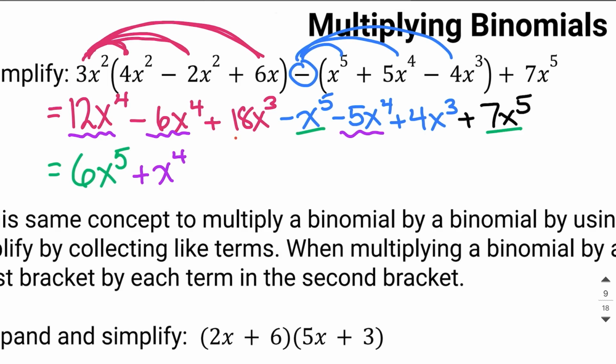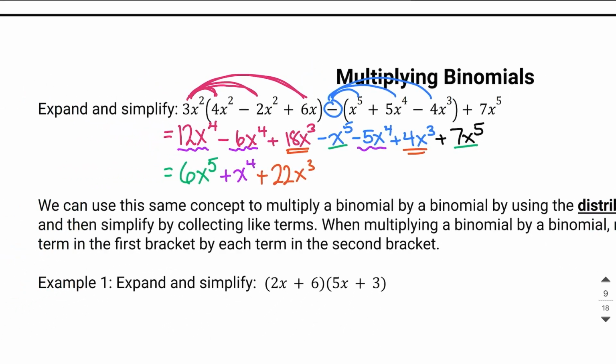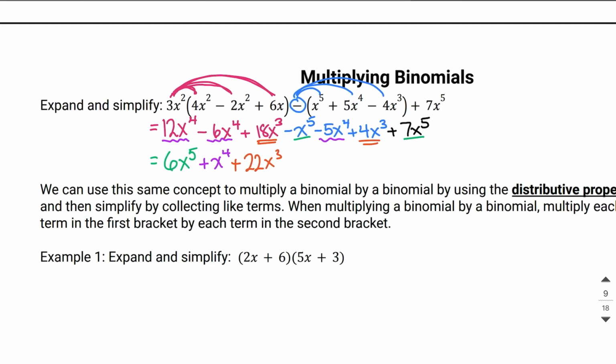I also have 18x cubed to collect with 4x cubed. And when I put those together, I would get 22x cubed. So this is just a refresher that's going to be helpful when we expand binomials. So remember, just a heads up that a binomial means an expression with two terms. Just like a bicycle is something with two wheels, a binomial is an expression with two terms.